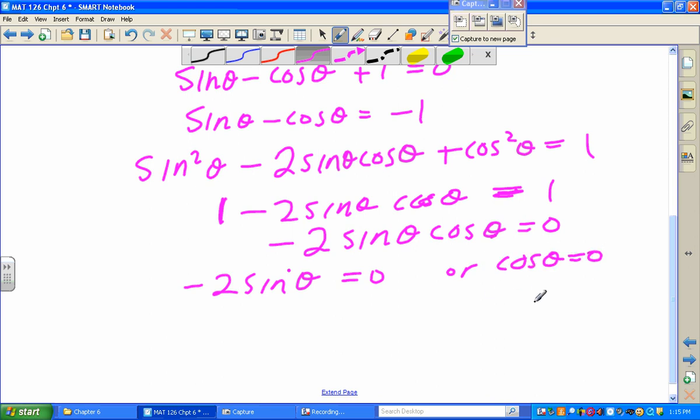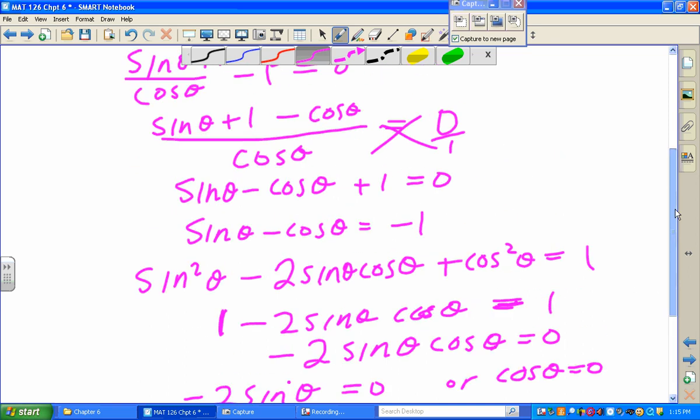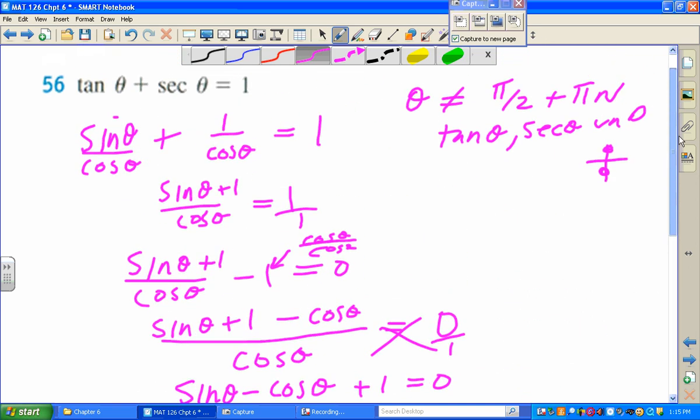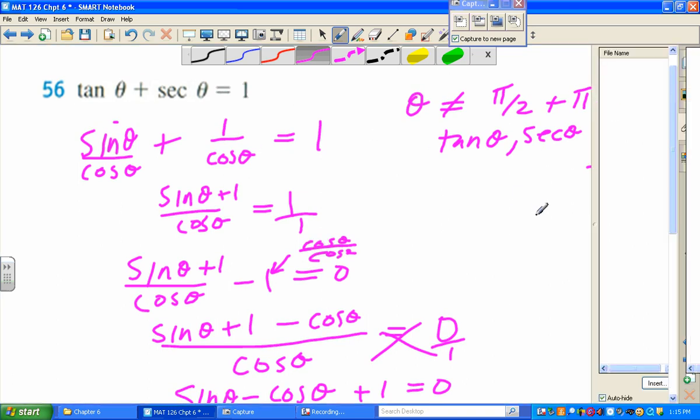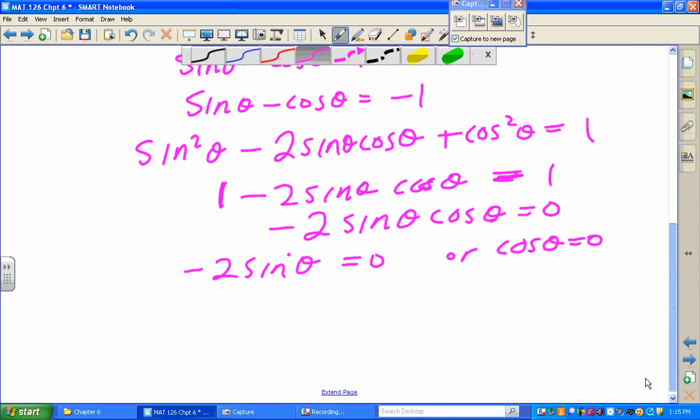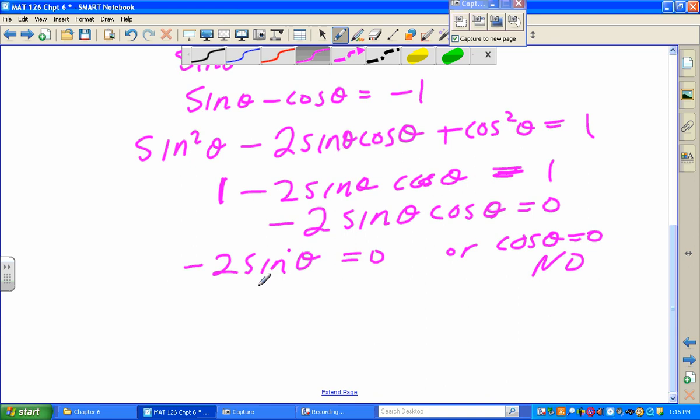Can cosine theta equal 0? Wait, at the top, we took that out. Oh, yeah. Cosine can't equal 0, so there's no solutions here. That means the only solution is when sine of theta equals 0. So it's going to be 0 and pi, and it can't be 2 pi.